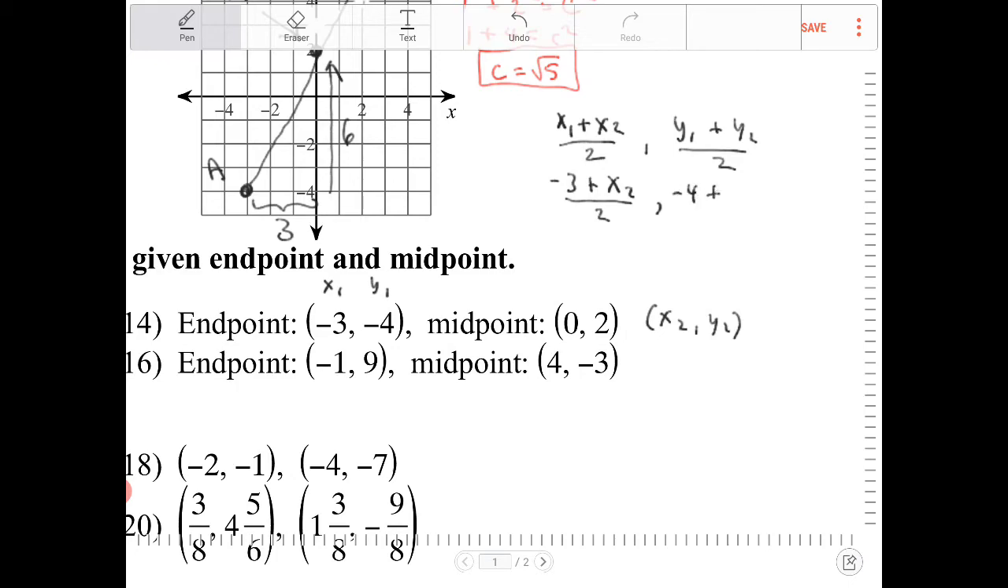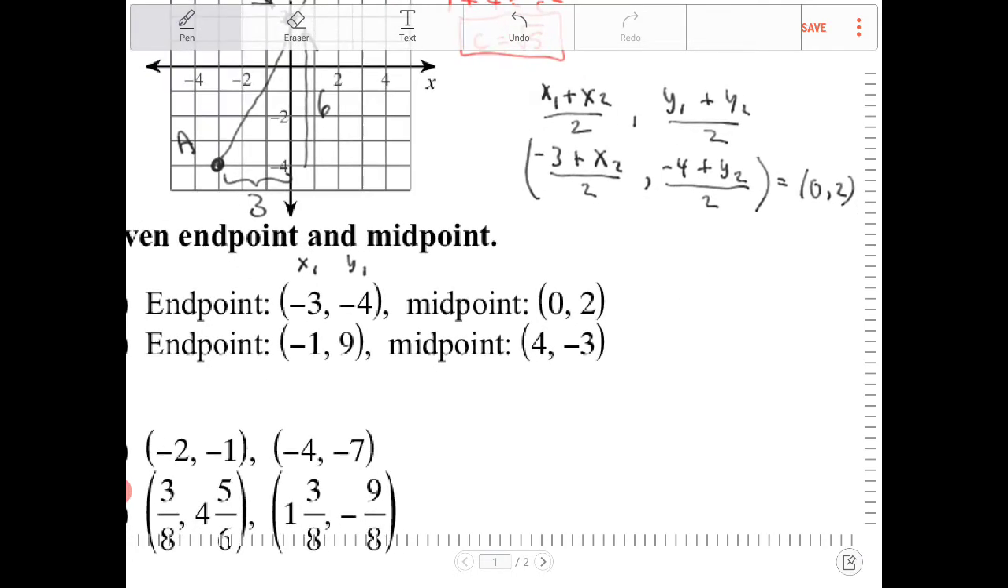-4 plus y1, or y2, over 2. And I know that these will equal 0, 2. So I'm going to systematically try to solve for what x and y are by doing the following.